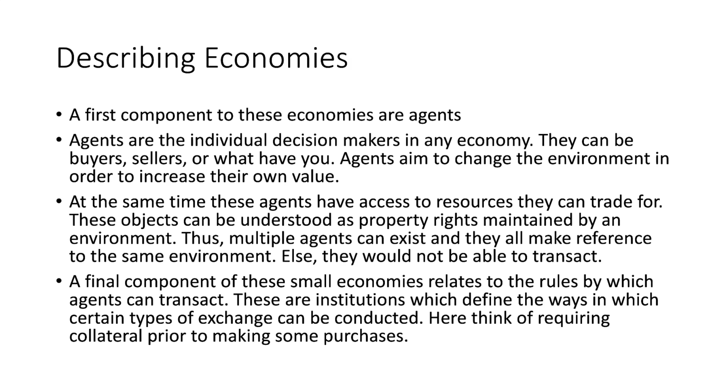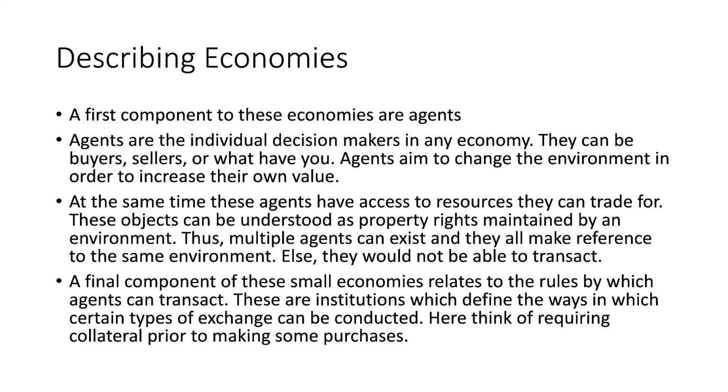So one of the things when we start to describe these small economies is we can look at a first component, which again we've alluded to earlier, is that there are agents. So these are what we're going to call, we would appreciate these as individual decision makers in an economy. So they could be a buyer, a seller, or something else, someone that's making a decision. And generally speaking, we can assume that they have an aim to change their environment in some way, shape, or form in order to increase their own value that they have. Right. So imagine someone's attempting to transact in a market.